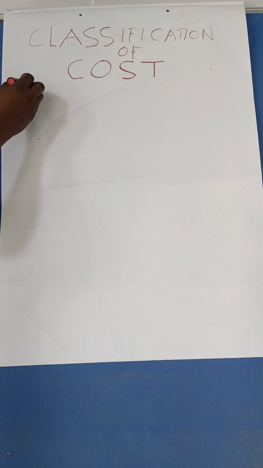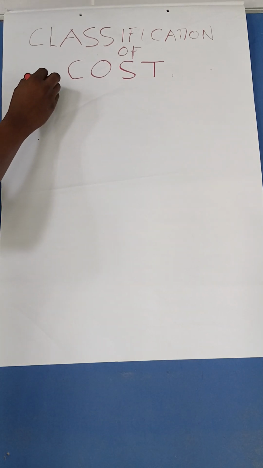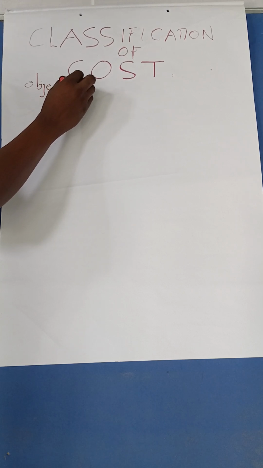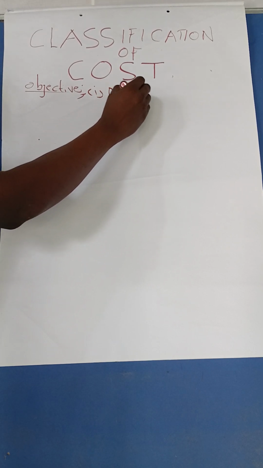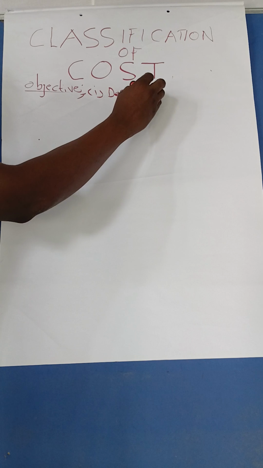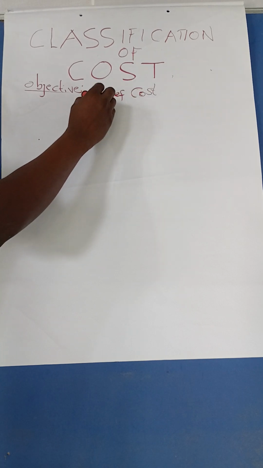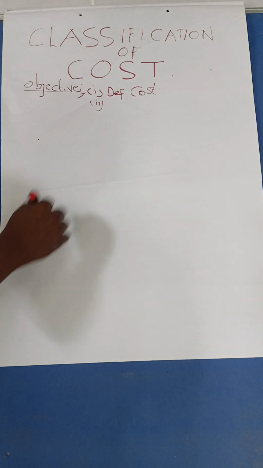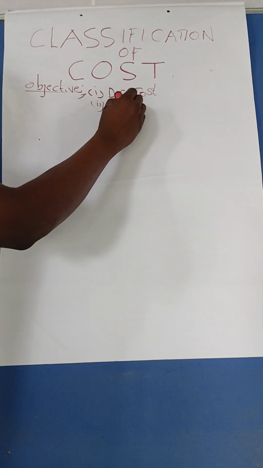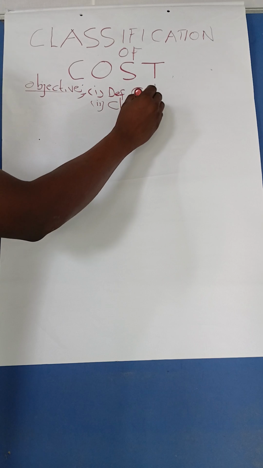So the objective for the learners and even those in business, objective one: we have to know what is cost, the definition of cost. Two, at the end of this session, we have to know what is classification. We also have to define classification.